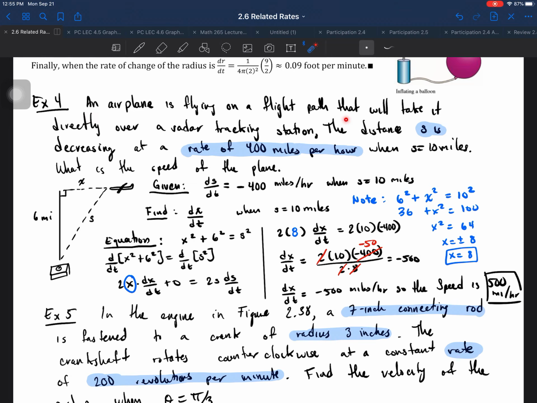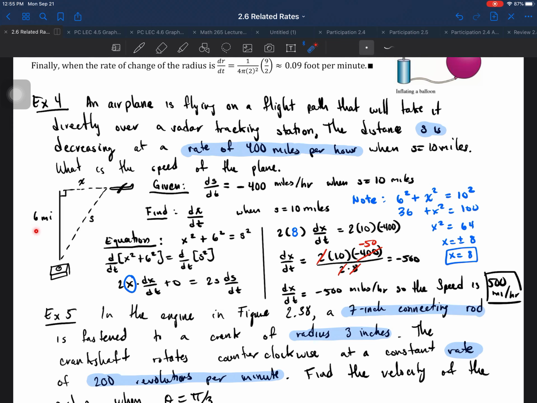The airplane is flying on a flight path that will take it directly over a radar tracking station. That means that it hasn't got there yet, right? So it's moving towards the radar. The distance s is decreasing at a rate of 400 miles per hour when s is 10 miles away. What is the speed of the plane?